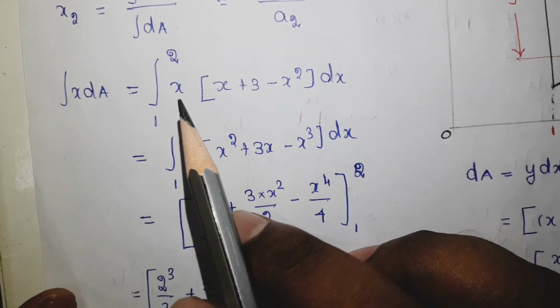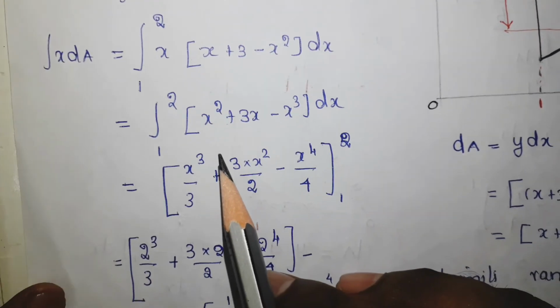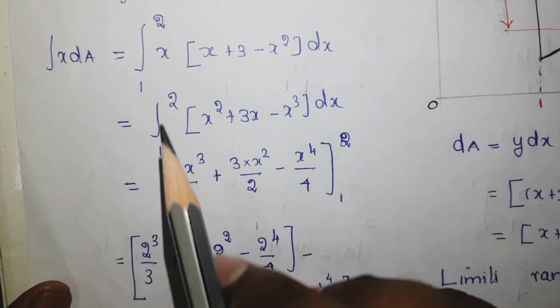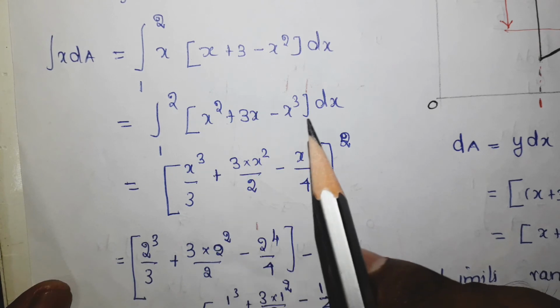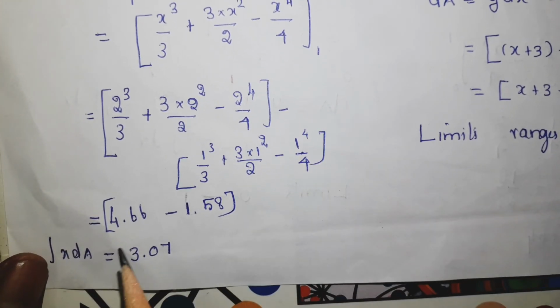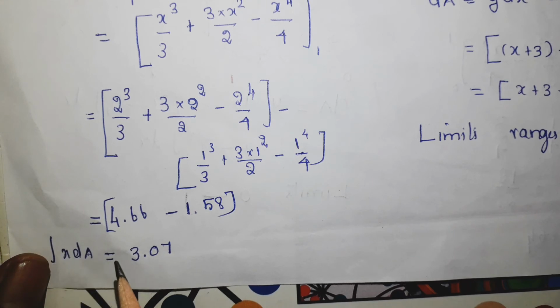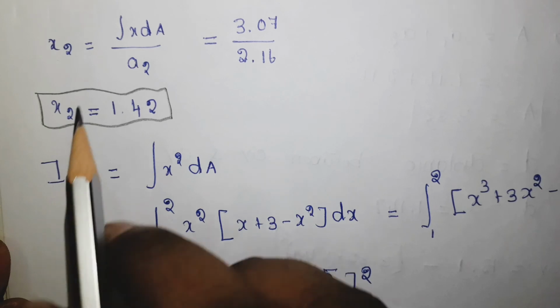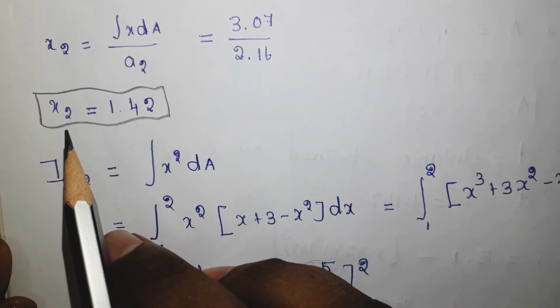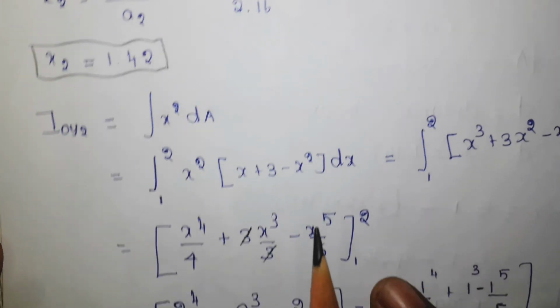Okay. Then multiply this x inside, so finally it will be something like this, and the limit is 1 to 2. Now integrate this equation and substitute the upper limit and lower limit. Finally you will get the answer for integration of x dA is equal to 3.07. Now x2 is equal to integration of x dA divided by a2. Substitute the values. Finally, we will get the answer for x2 equal to 1.42.